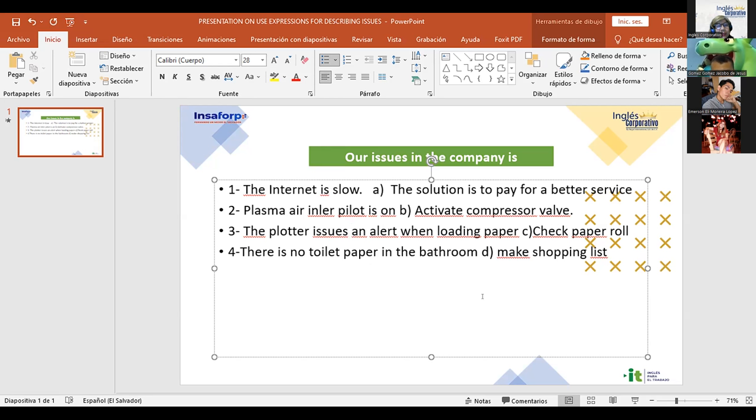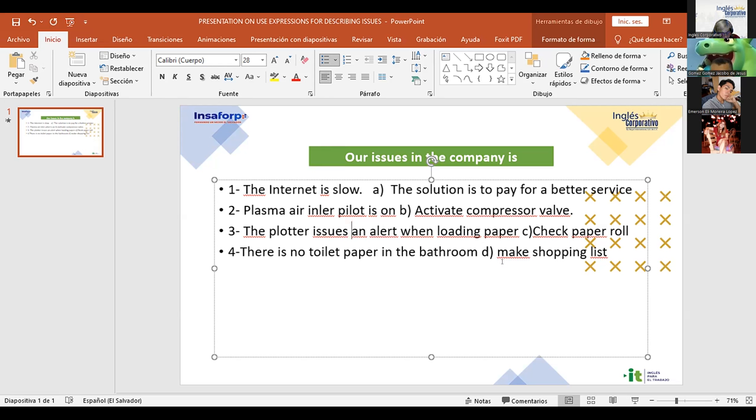Plasma air. Inler. What is the inler? Como, ¿qué le digo? Como tenía plasma. En la entrada muestra como alerta. Como alerta. Sí, en la entrada. It's on. That is a problem. Okay, the plotter issues an alert when loading paper. Ok. Let me look at it, please. ¿Esa qué significa, compañero? The plotter. Ah, la plotter a la hora de cargar el papel muestra alerta. Ah, ok. Algo así. Chequea el papel roll. Ok, Inler.